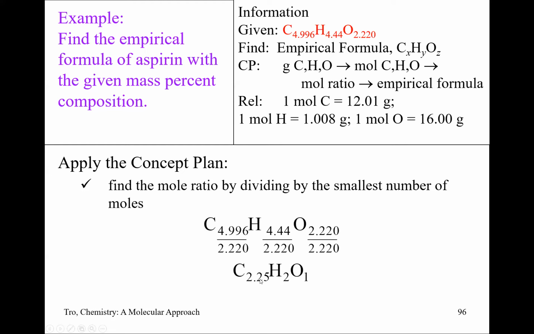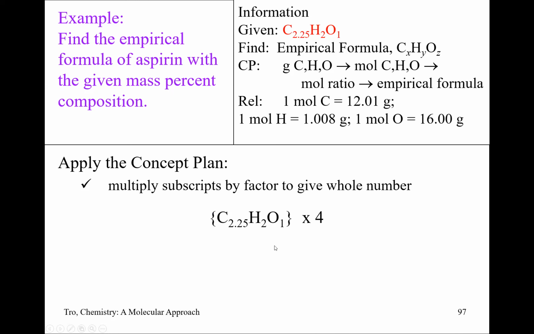They have to be whole digit numbers. So if it's a quarter, there's 4 quarters in $1. We multiply this by 4, and that gets us to the empirical formula. So the empirical formula would be C9H8O4.